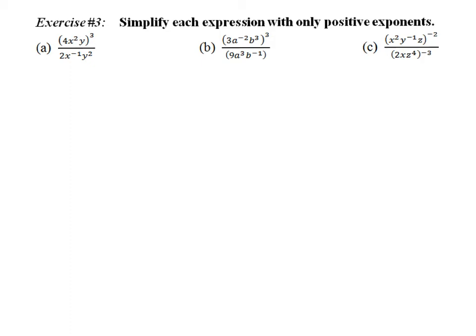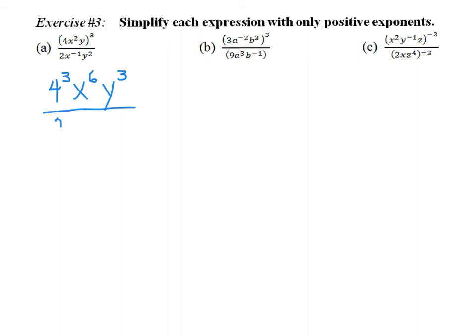We want to simplify, and in a lot of cases in these examples we've got variables, and some of them have coefficients that are numbers. So in exercise 3A, I see that my numerator has a term raised to the third power. So I'm going to raise each part of that to the third power, even the coefficient. So 4 will be raised to the third. X squared will be raised to the third, and remember when we raise a power to a power we multiply the exponents. Y to the first is raised to the third, so that gives me y to the third.